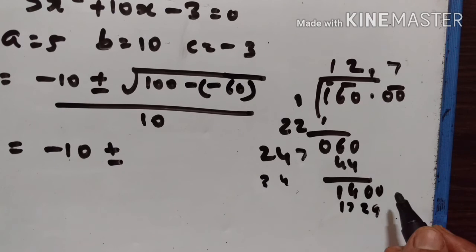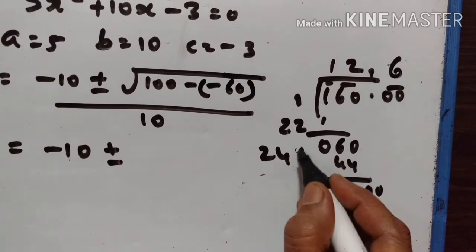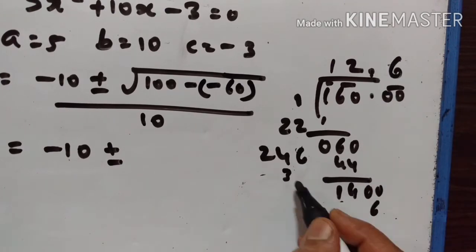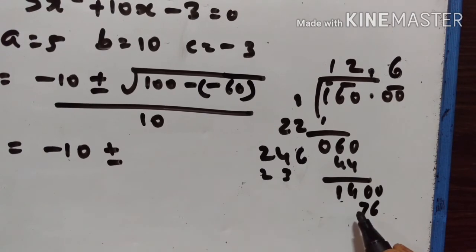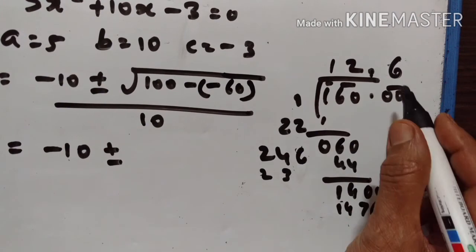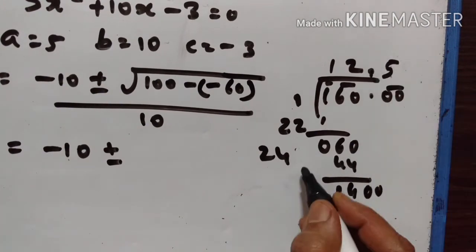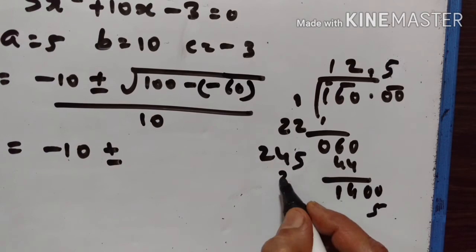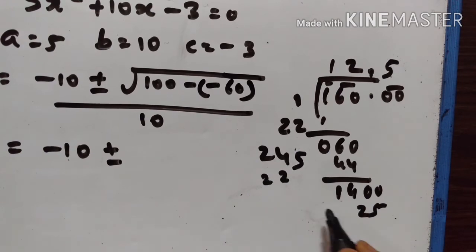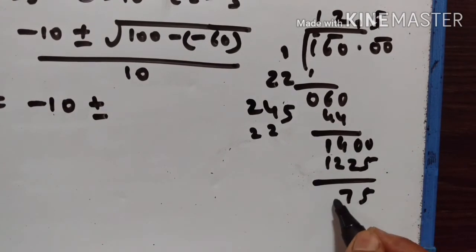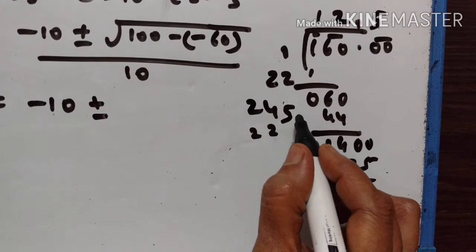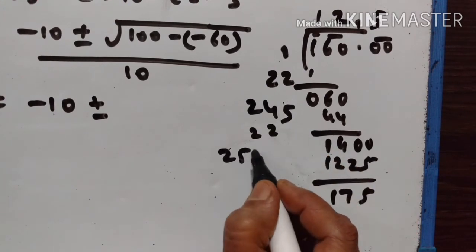Let us try 6. 6 6s are 36. 6 4s are 24. 6 2s are 12, plus 2 is 14. No, this is also more. So let us try 5. 5 5s are 25. 5 4s are 20. 5 2s are 10. 245 plus 5 is equal to 250.